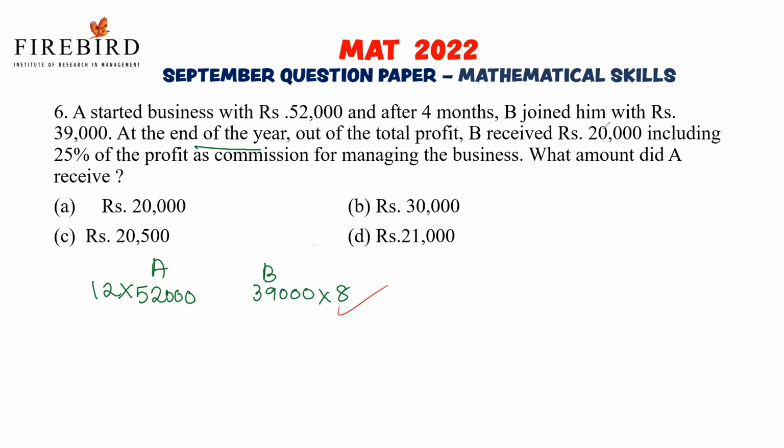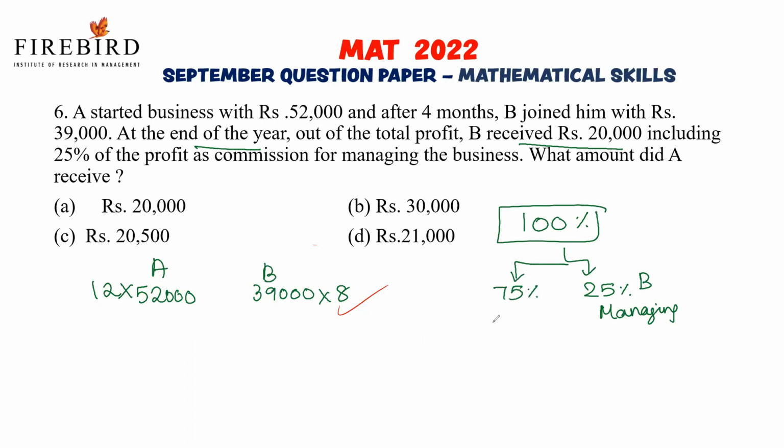See, B has received profit for his investment as well as he manages the business. For managing the business, he receives 25% of the profit. See, if the profit percentage is 100%, 25% is going to be for managing the business, and the remaining 75% goes to A and B for their investment. So this 75% only they will share in here.